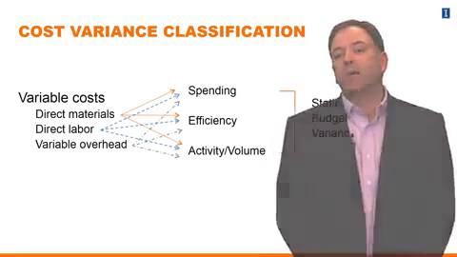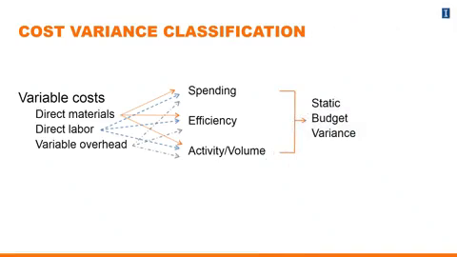At the end of the day, we can combine spending, efficiency, and activity variances for materials or individual materials, labor or individual types of labor, and all the variable overhead costs into what's referred to as a generic static budget variance. This is the overall difference between actual spending on each type of cost and what was originally expected or budgeted. But static budget variance broken down leads us to the spending, efficiency, and activity variance, which creates a lot of information to analyze at the end of a period and use for decision-making purposes.